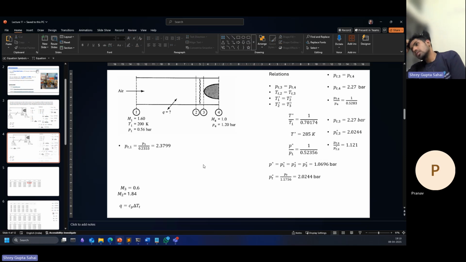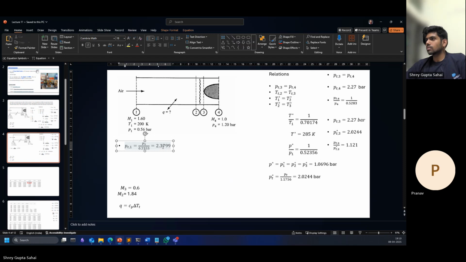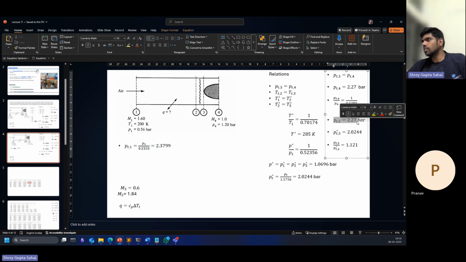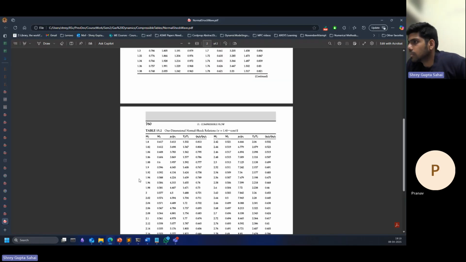So how do we do this? Again, using the fact that 1 and 2 lie on the same Rayleigh flow, they have the same star quantities. We can actually find the total pressure ratio between P total of 3 and P total of 2. So we know P total of 3 is 2.27. Using the normal shock tables, we find out the P total of 2. Normal shock tables, 1.84 was the Mach number. The total pressure ratio is 0.795.